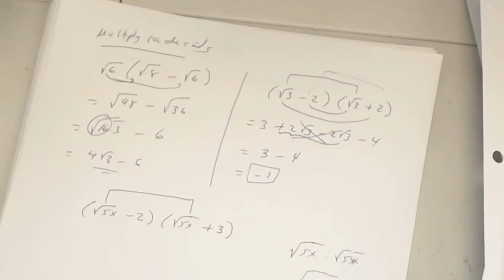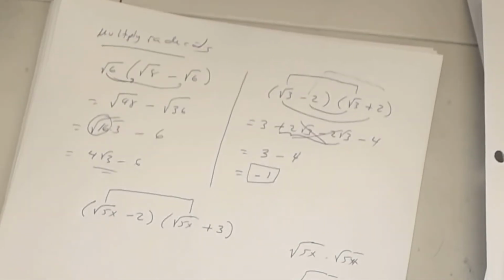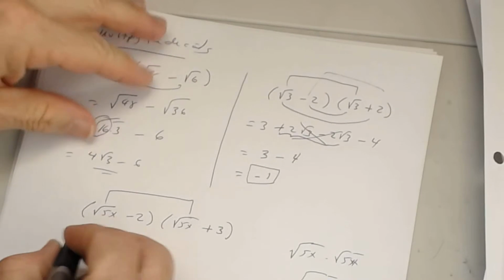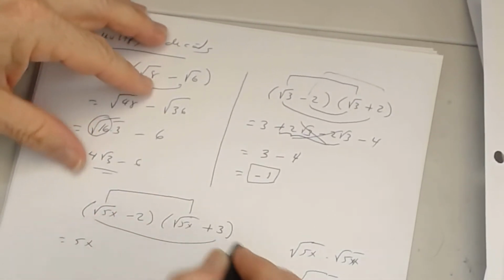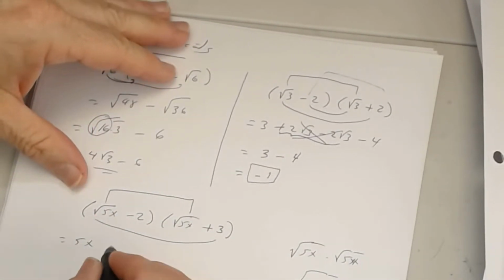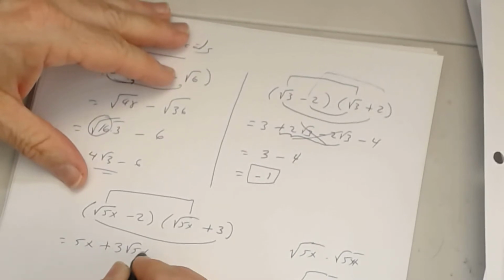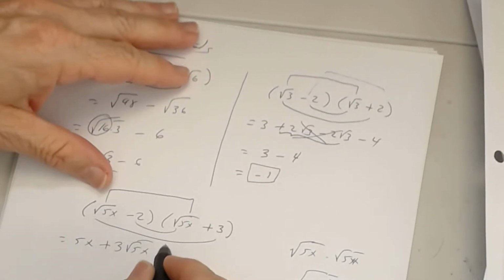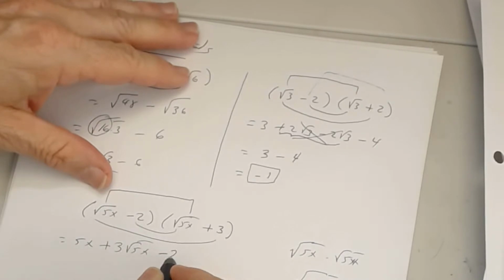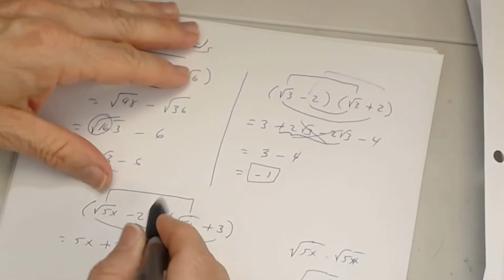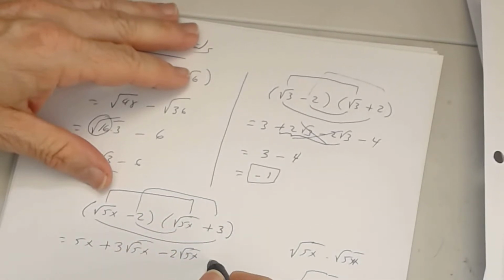Now that takes us back to something you've had before. 5x. Very good. That's just 5x, because the square root of 25 is 5, and the square root of x squared is just x. So that's 5x. What's the outer? Square root of 5x times 3. Very good. What's the inner? Yep. And what's the last? Negative 6. Yep.